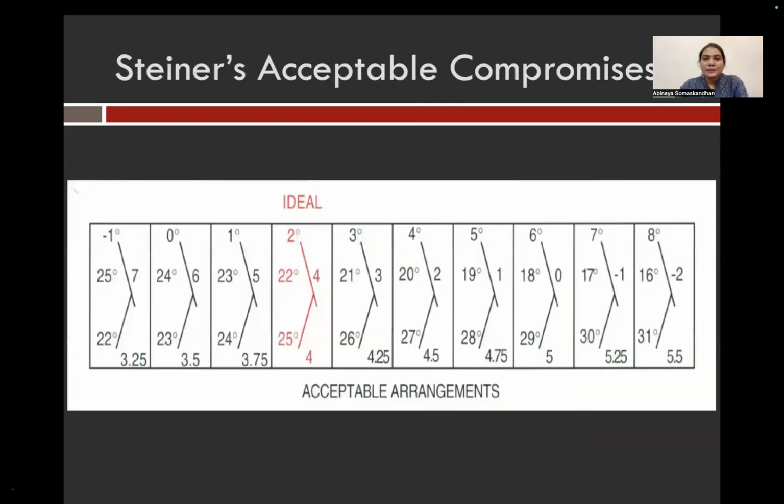Now, Steiner's acceptable compromises. All malocclusions cannot be corrected to an ideal inclination of the upper and lower incisors. So, there should be some compromise which can be made. And hence, Steiner has given these arrangements which are acceptable for the different types of malocclusions.